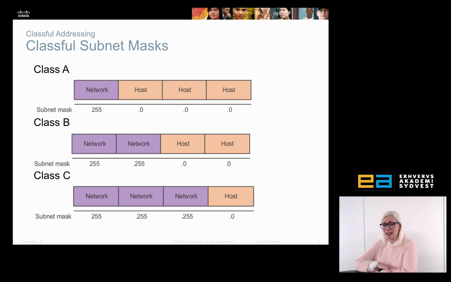Class B is the middle one, where we have a subnet mask 255.255.0.0 or /16, which means that the first two bytes are for the network and the last two are for the host. Class C, we have the first three bytes for the network and only the last one for the host. So the mask for class C is 255.255.255.0 or /24. So only the size is the difference here between class A, B, and C.